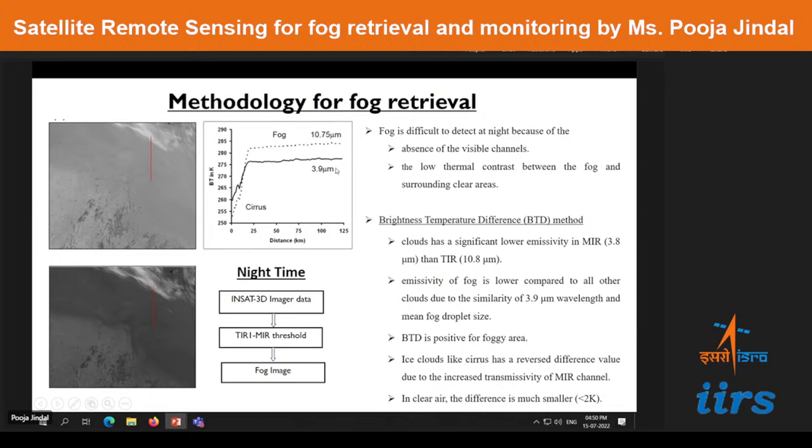Then what is the situation of the difference in case of clear air? In case of clear air or clear sky, this difference is small. It is usually less than 2 Kelvin. However, in case of fog, this difference is large, usually more than 2 Kelvin.